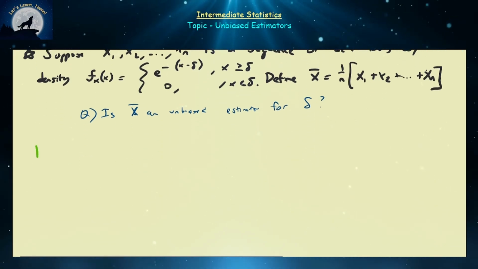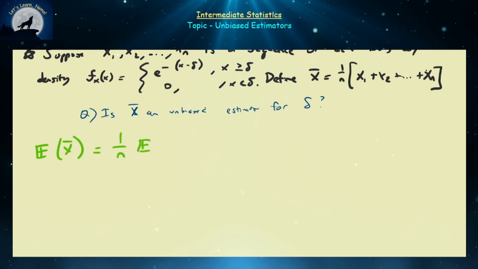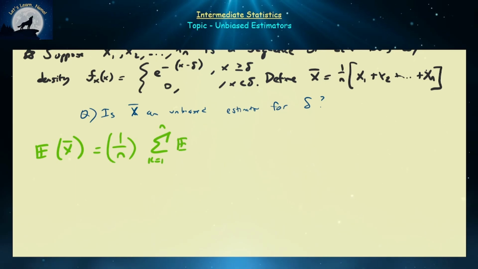What we can do is find the expectation of x bar, and keep in mind the expectation of x bar is just going to be equal to 1 over m times the sum from k equals 1 to m of the expectation of xk. And keep in mind that's true even if these variables were not independent. So each of these expectations is equal to 1 plus delta, so this is actually just going to come out to 1 plus delta all over m.